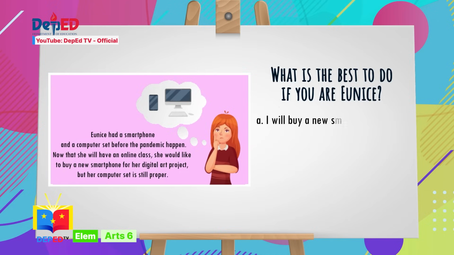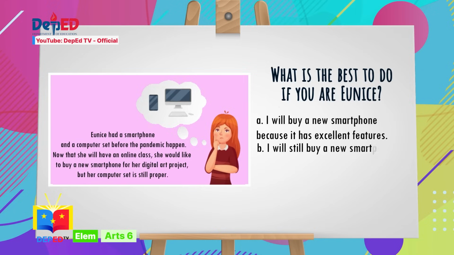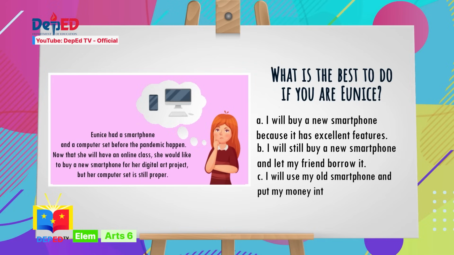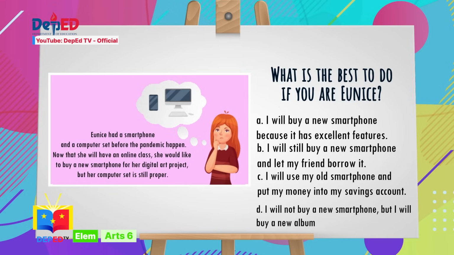A. I will buy a new smartphone because it has excellent features. B. I will still buy a new smartphone and let my friend borrow it. C. I will use my old smartphone and put my money into my savings account. D. I will not buy a new smartphone, but I will buy a new album of my favorite K-pop group.